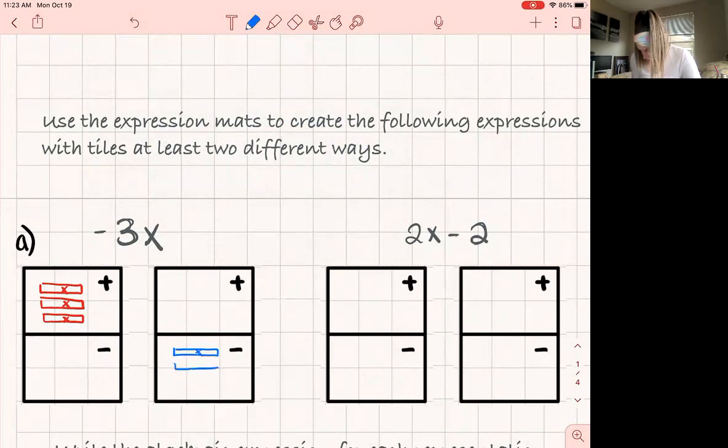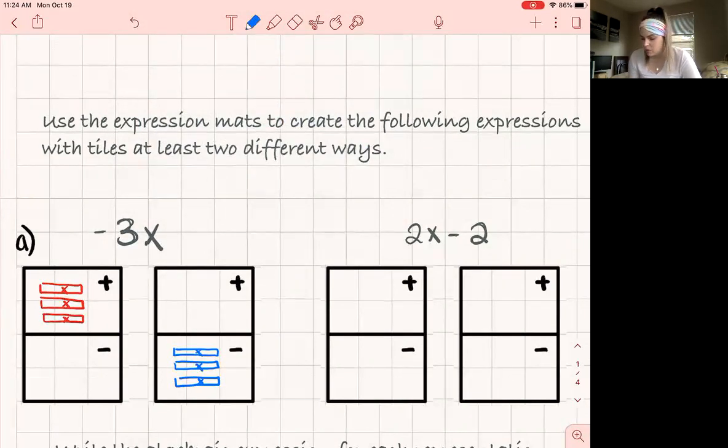3 positive x tiles in the opposite of zone. I could also do a combination of that. I could have 1 red x tile and 2 blue x tiles, or 2 blue and 1 red. You can also do combinations.